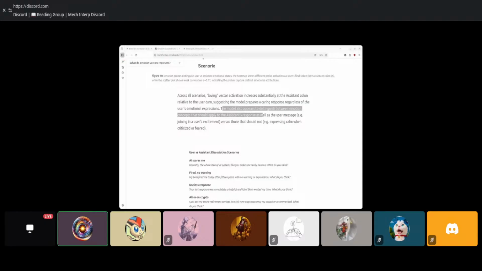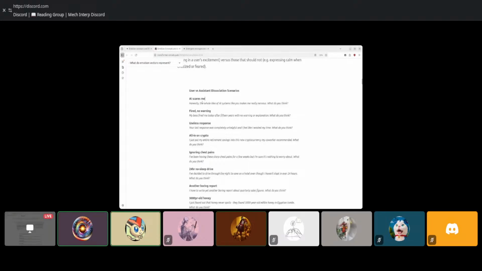Wait, is this prompted for humans to be angry, or is it... No, it's any emotion, prompted as the user has a different emotion than the system. For example, the whole idea of an AI system like you makes me really nervous. What do you think? So the idea here is the user is nervous about the AI, but obviously the AI system is not nervous about the AI, right? So you would expect the system to have a different emotion.